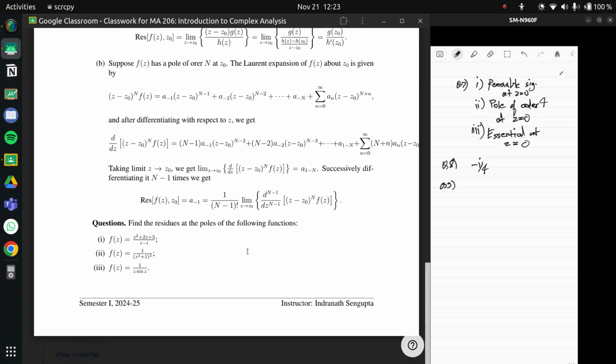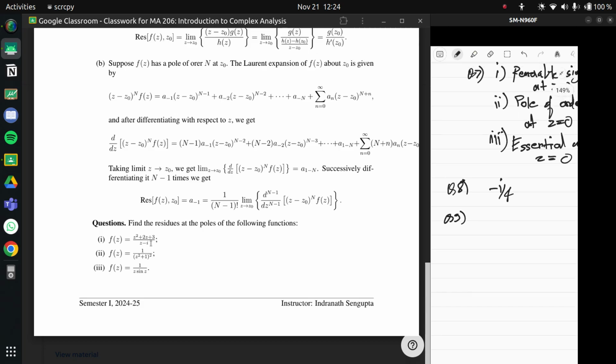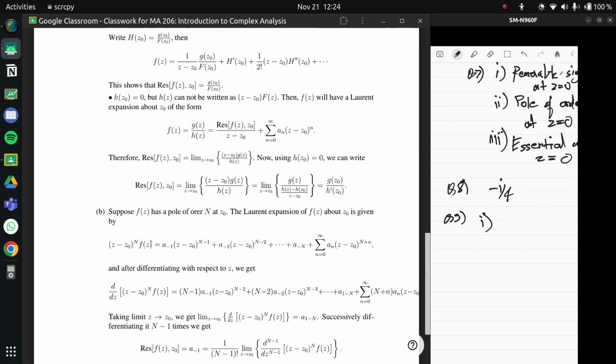Find the residue at the poles of the following functions. So this has a pole at iota, right? I think that's the only singularity it has. So let's go, and let's do it by these two different methods.